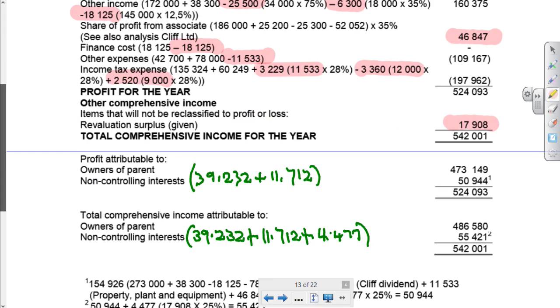And then other comprehensive income, total comprehensive income, we're now just going to add their share of the 17. Yeah, their share of the 17. Because it was a revaluation in the subsidiary, isn't it? So this is 25% of that number. So I just add that into the NCI, and you'll see that the parent gets the other 75% of that number. Easy enough? Or you can follow it.